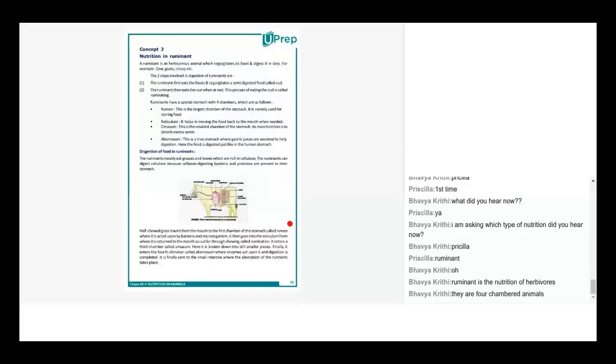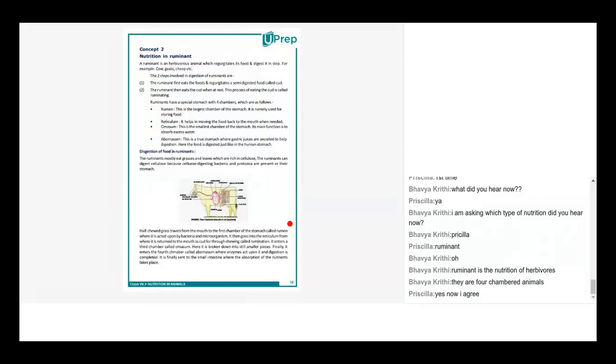Then just imagine. In that sense they don't have much variety. They only have one variety of food, that is green plants, green grass. But for that only, they need a complex, step by step way of digestion. Otherwise it will be difficult for them to digest.